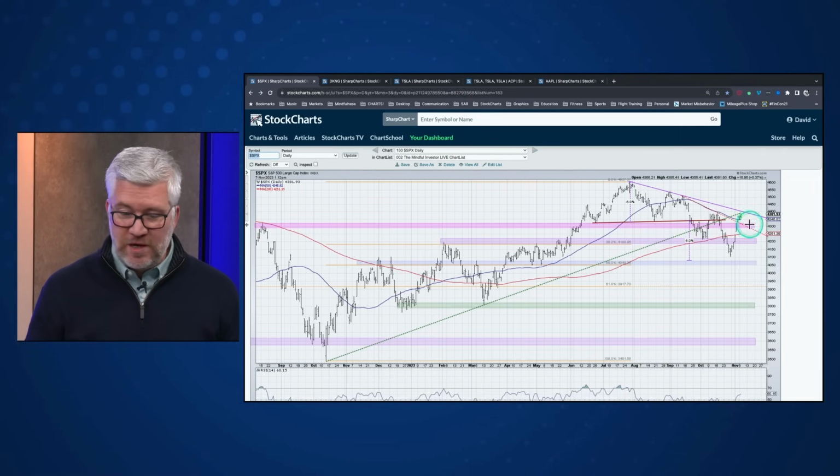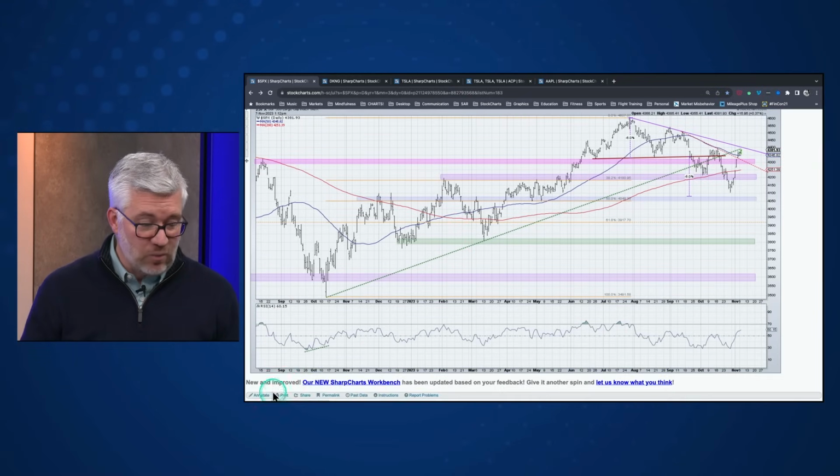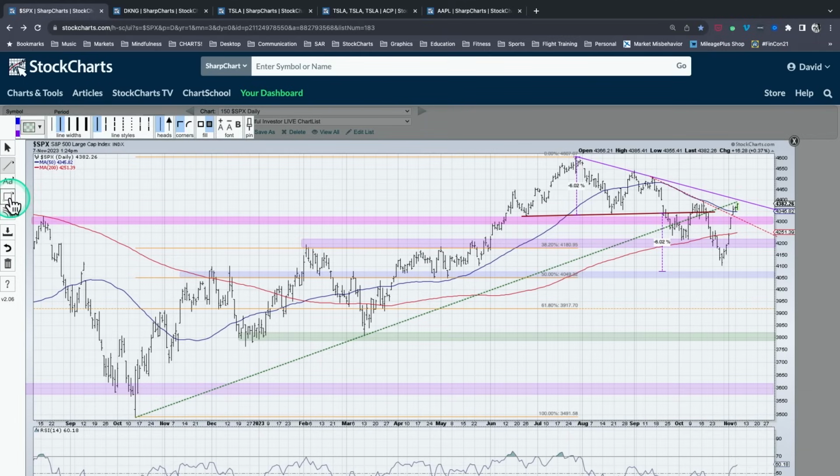The way that you create these is using the rectangle drawing tool. If you click on annotate, go to a rectangle. Let's say this particular range is one that I want to highlight, maybe this 4,100 to 4,120 range because of this recent low. Kind of drag and make the box.